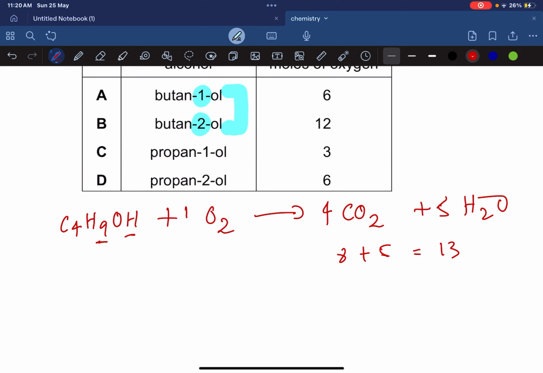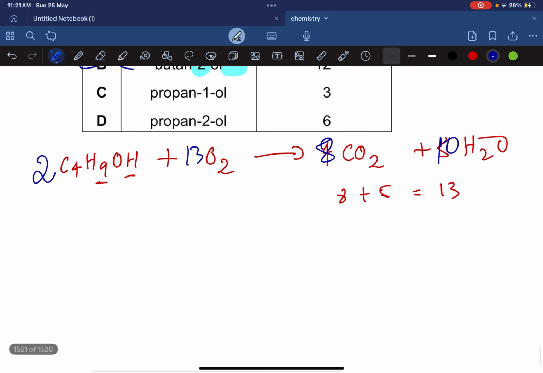So we cannot write it as 13, so it's going to be 13 upon 2. We multiply the entire equation by 2 to remove this 2 in the denominator. That's going to make it a 2 over here, a 13 over here, and an 8 over here, and a 10 over here. So definitely not A and B.